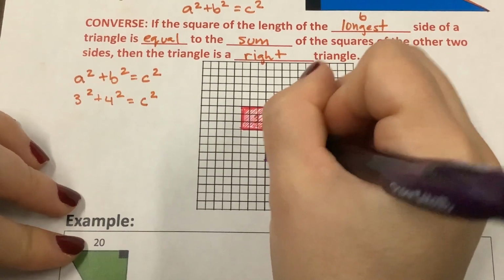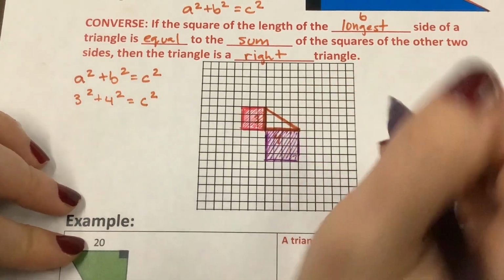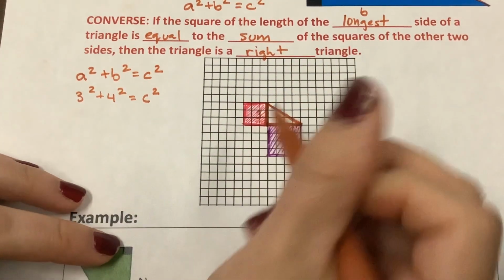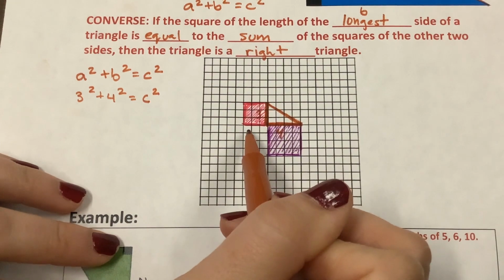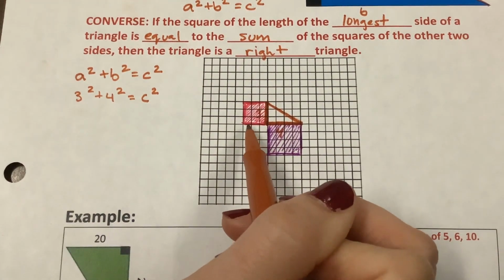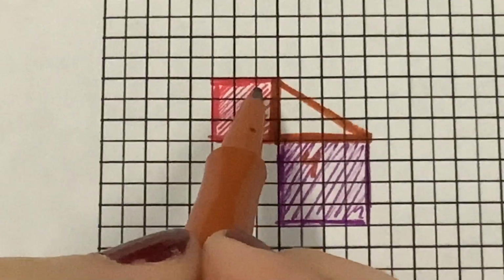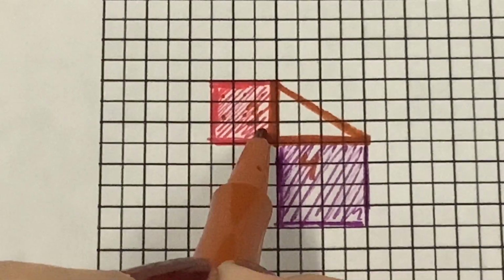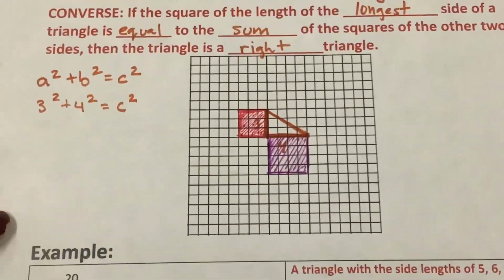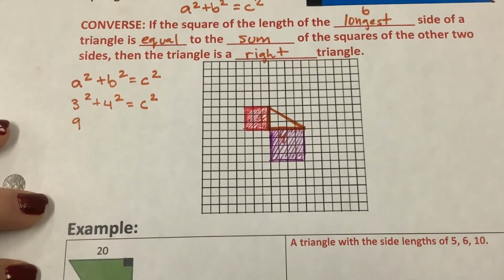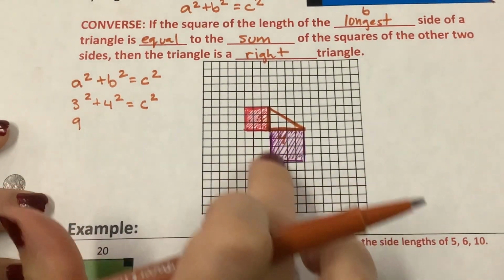And you would shade that in lightly. And so 3 squared, or a square of 3, is how many boxes? If you look closely and you count those boxes that are shaded in, it's 1, 2, 3, 4, 5, 6, 7, 8, 9. And what is 3 times 3? 9. And the same thing would happen with this 4 by 4 square.